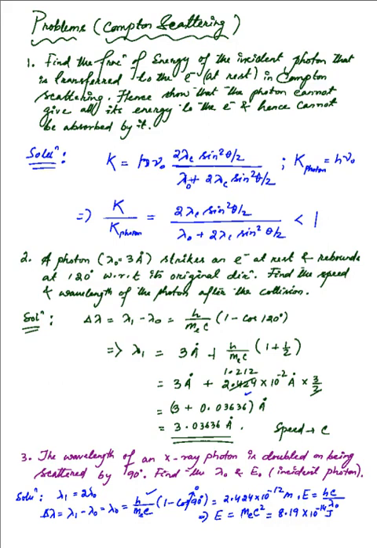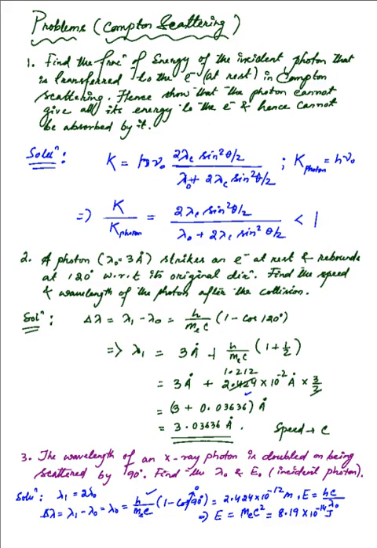For the second part, we have a photon of 3 angstrom of wavelength, the incident photon, that is. It strikes an electron at rest and rebounds at 120 degrees, that is the angle of scattering in this case is 120 degrees, with respect to its original direction. We have to find the speed and the wavelength of the photon after the collision.